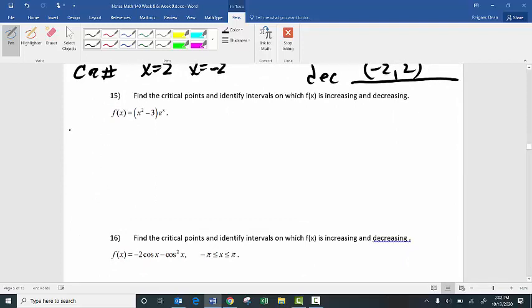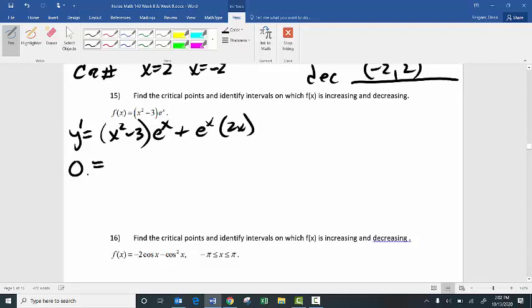So for this one here, we're going to do the product rule. You do the first guy, x squared minus 3, times the derivative of the second guy, e to the x, plus the second guy, e to the x, times the derivative of the first guy, which is 2x. Set it equal to 0.